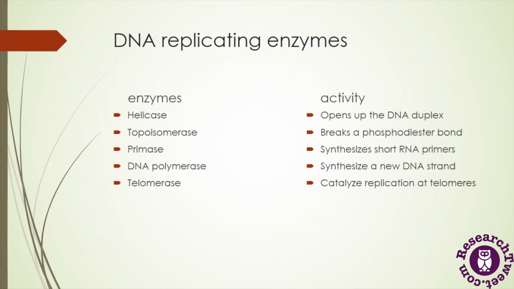Now in this slide I have summarized all the DNA replication enzymes with their activity. There are many essential enzymes that play a crucial role in the DNA replication process. The first enzyme is helicase, which opens up the DNA duplex and separates both strands of DNA. Another enzyme is topoisomerase, which breaks the phosphodiester bonds in the DNA molecule. The enzyme primase synthesizes short RNA primers, and the enzyme DNA polymerase synthesizes a new DNA strand and continues the process of DNA elongation.